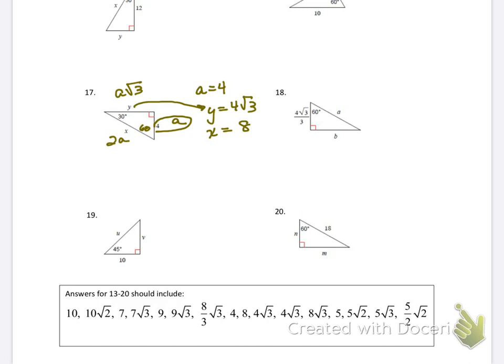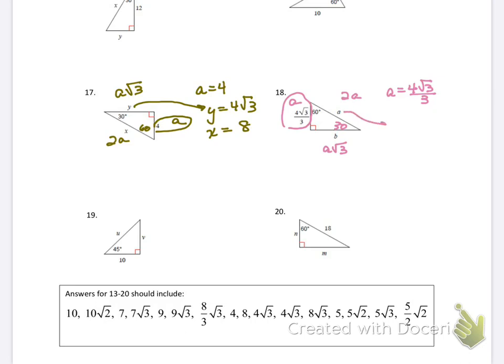Another 30, 60, 90. Establish your relationships. Here's A. Across from the 90 is always going to be your 2A, and across from the 60 is your A root 3. So you can put this on a little index card for yourself so that you always can see it. Okay, so let's establish a relationship. There it is right there. So A has to equal 4 root 3 over 3. Okay, so that's my A.